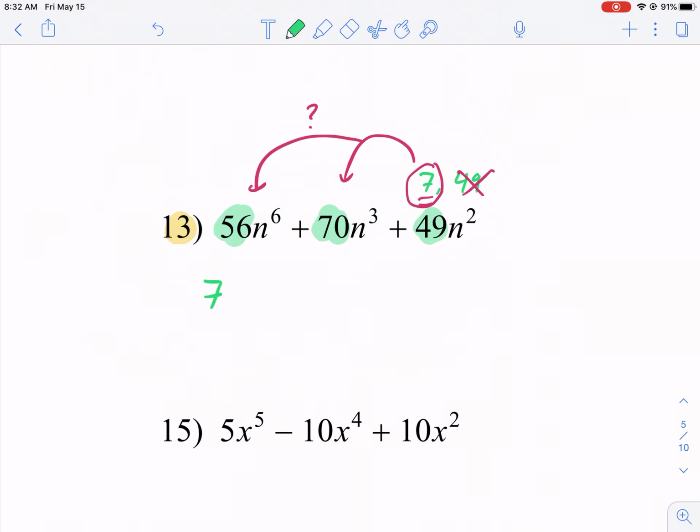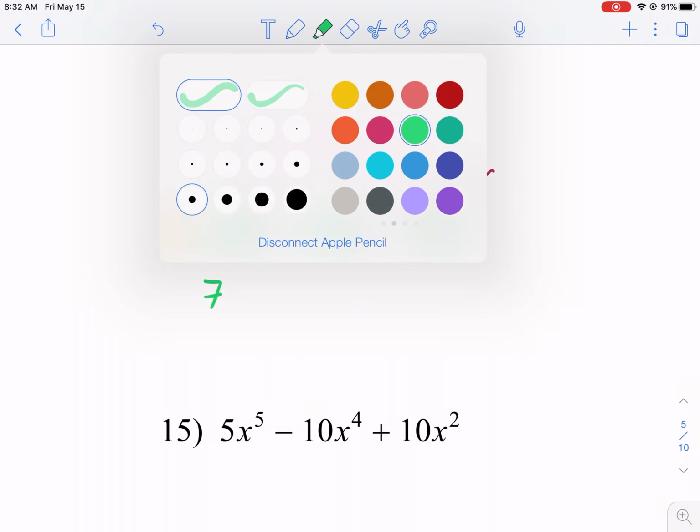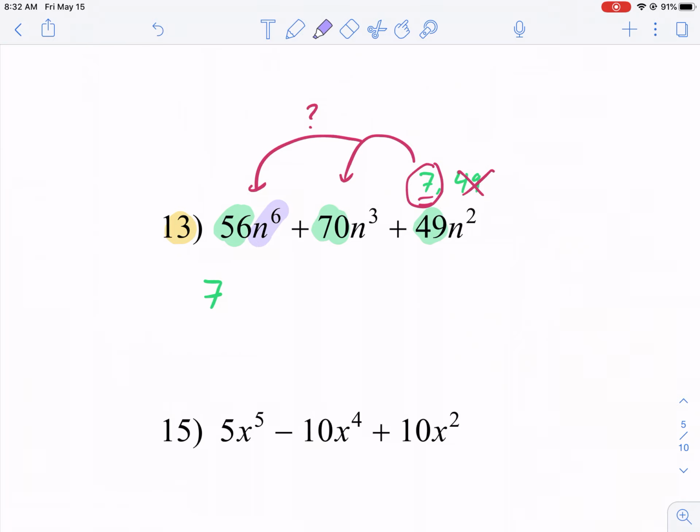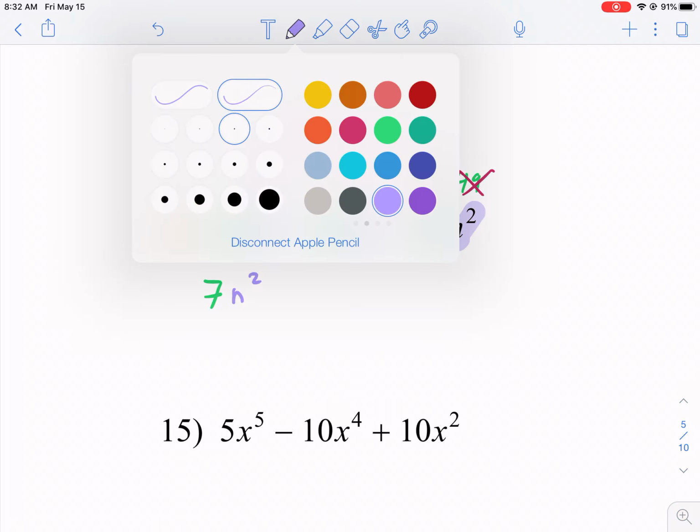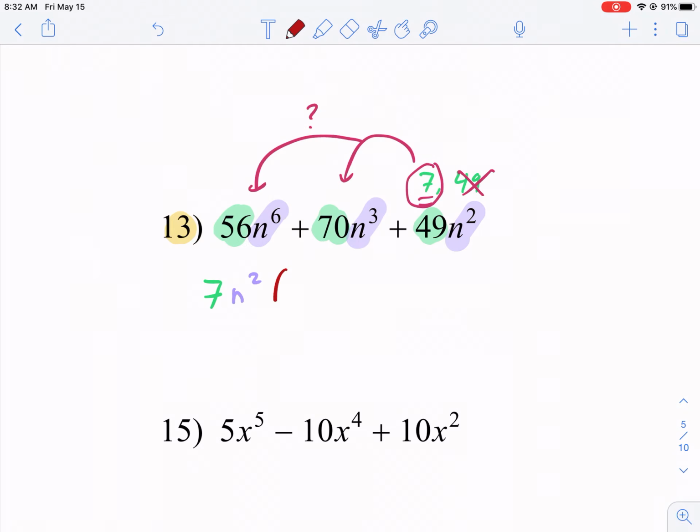Okay, 7 goes into 56 8 times, 7 goes into 70 10 times, and 7 goes into 49 7 times. So we can factor out a numerical coefficient. Let's look at the variables now. We have n to the 6th, n to the 3rd, and n squared. We're always going to use the smallest exponent of the variables, because it is going to be a factor of the other ones.